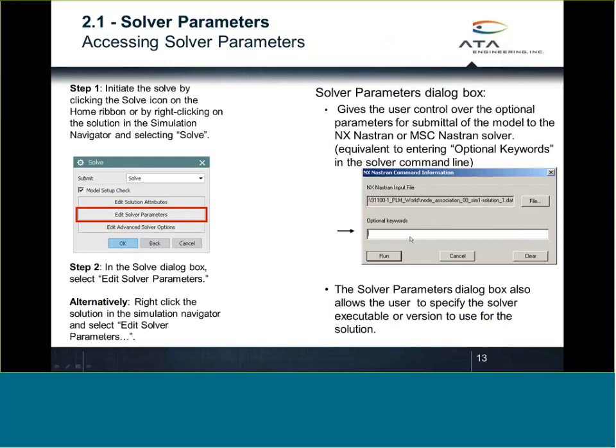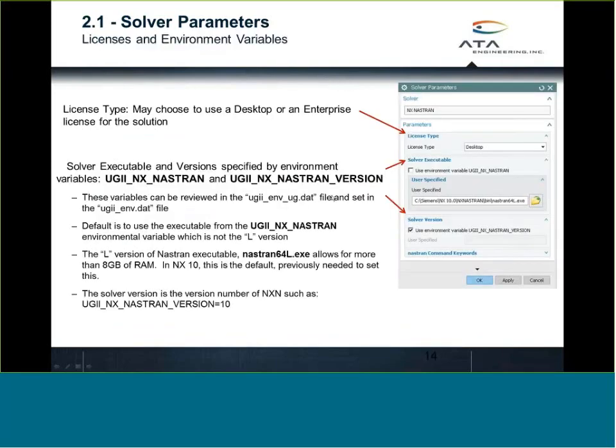So these would be things like memory options or scratch settings, things of that nature. So really what we're doing by clicking Edit Solver Parameters within NX is the same sort of thing you might otherwise have to type manually in this optional keywords box if you were running the NX Nastran executable directly. So let's look at these solver parameters in more detail now.